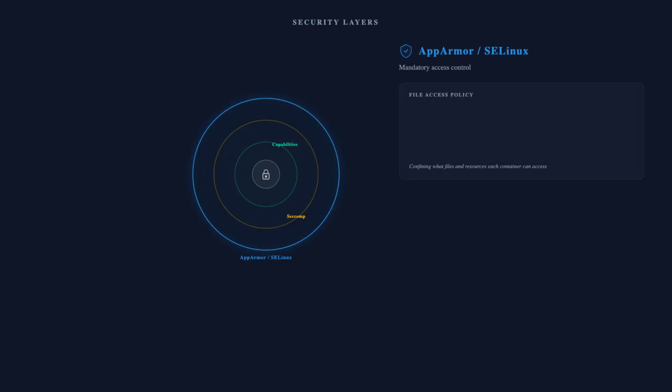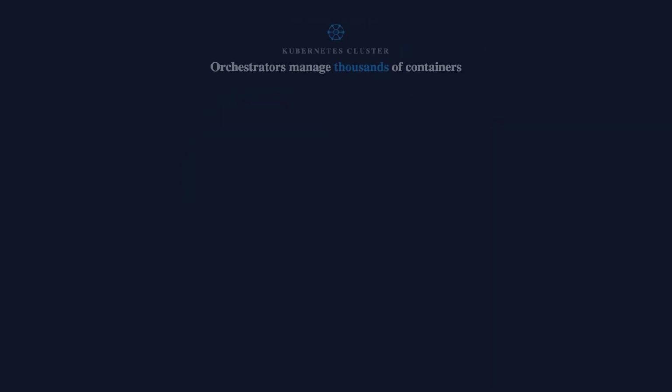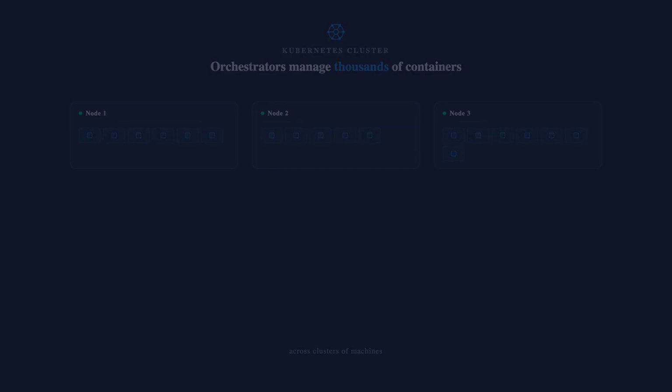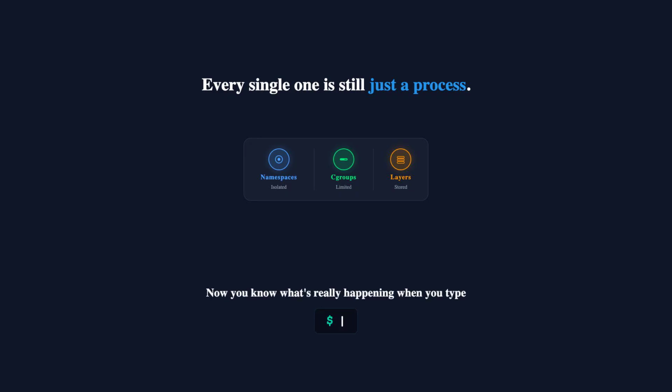And mandatory access control systems like AppArmor and SELinux add another layer, confining what files and resources each container can access. Today, orchestrators like Kubernetes manage thousands of these containers across clusters of machines. But at the very core, every single one is still just a process, isolated by namespaces, limited by cgroups, stored in layers. Now you know what's really happening when you type docker run.